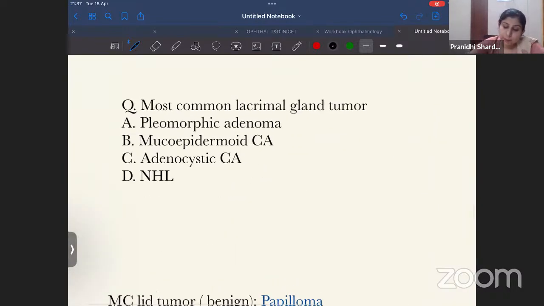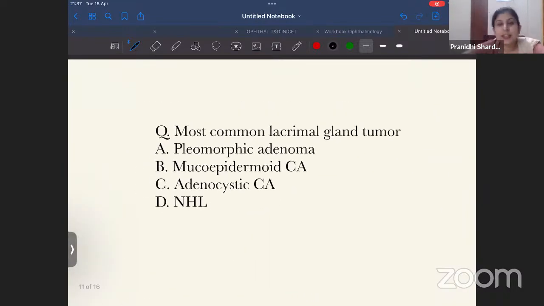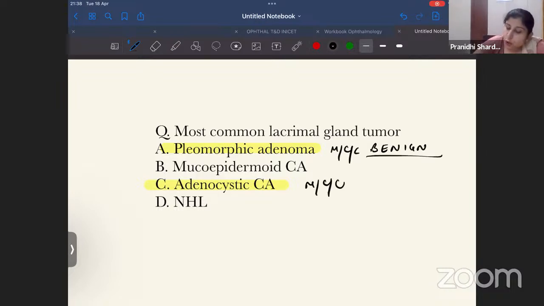The next question is most common lacrimal gland tumor. Again, we have a few one-liners to remember by heart. There are 4 options: pleomorphic adenoma, mucoepidermoid, adenoid cystic, and non-Hodgkin. We have 2 tumors which are most commonly seen in lacrimal gland. One is pleomorphic adenoma and the other is adenoid cystic. Pleomorphic adenoma is the most common benign lacrimal gland tumor. Adenoid cystic is the most common malignant tumor.